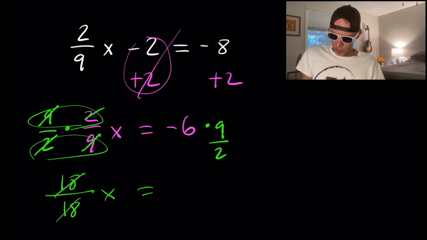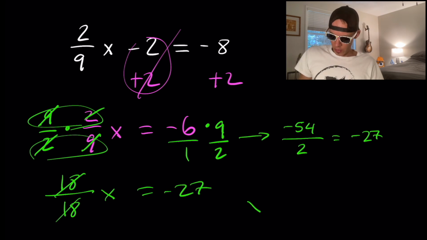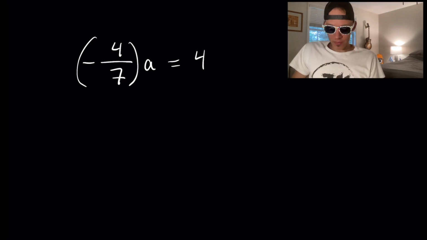Equals, remember, we can just write negative 6. If we want to write it as a fraction, just do negative 6 over 1. And this is going to come out to be negative 6 times 9 is negative 54. 1 times 2 is 2. Negative 54 over 2 is negative 27. So that's what we'll get for x. X equals negative 27.